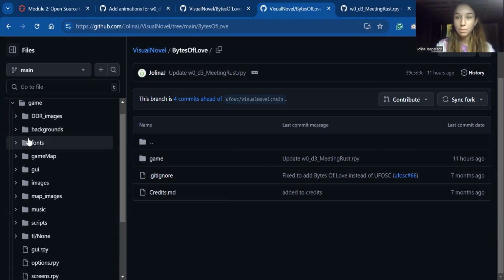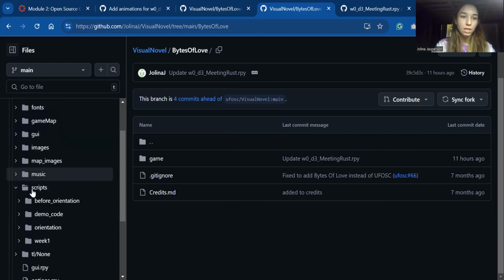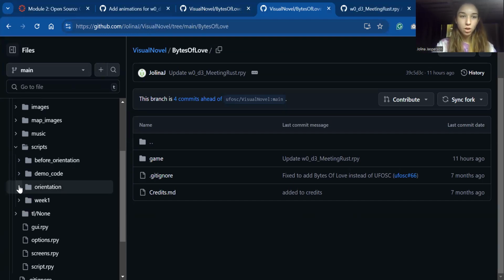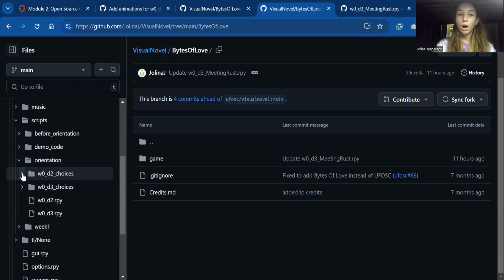background images, sprite images, music, and the scripts, which are the storyline of the game and the interactions that are had in the game. It's organized into the beginning of the game, which is before orientation, the orientation week, which is what is currently being worked on, and week one. So each week is set up into separate days, and each day has choices.